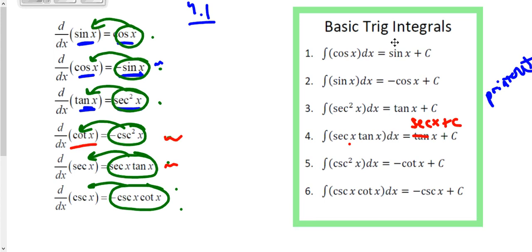So those are the only 6 things that we can integrate. You're not going to be integrating just regular secant. It has to be secant squared because that's on our derivative list. Antiderivatives, we can only undo derivatives. The only derivatives we had were these 6 things, so those are the only integrals we can do.